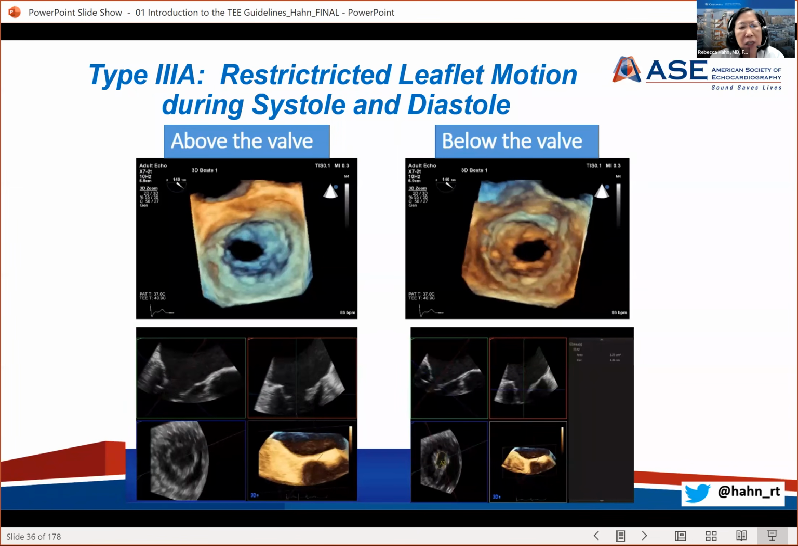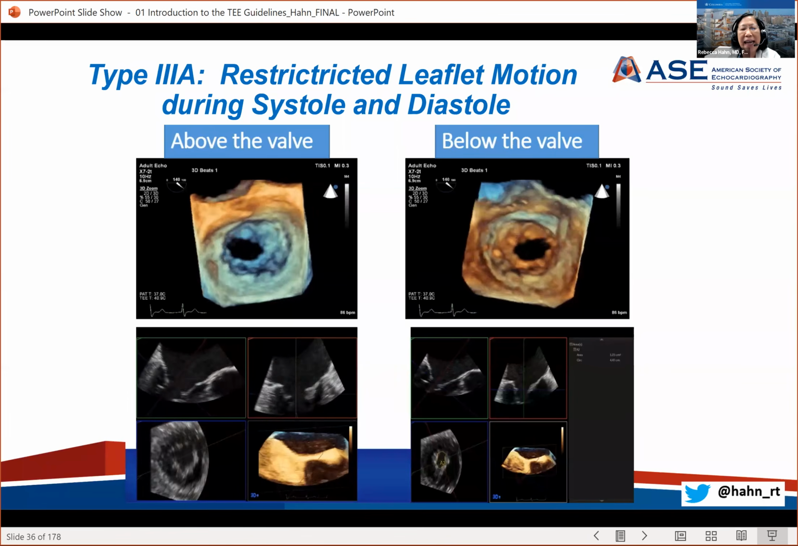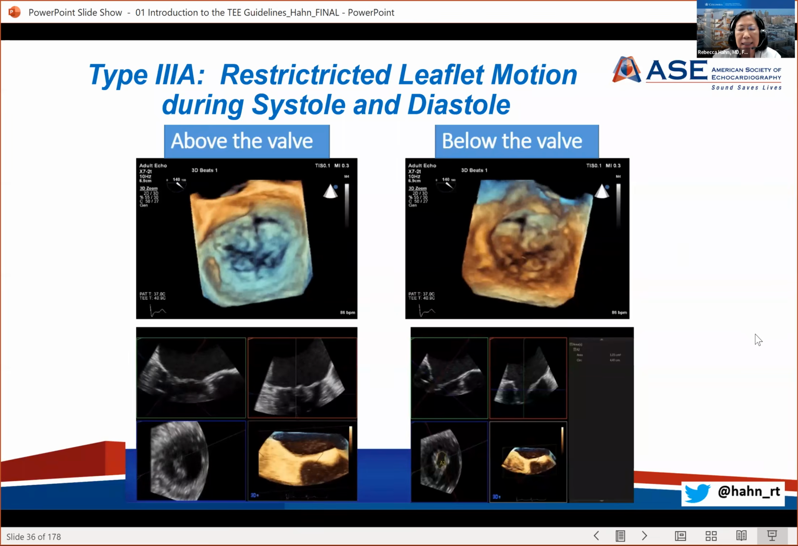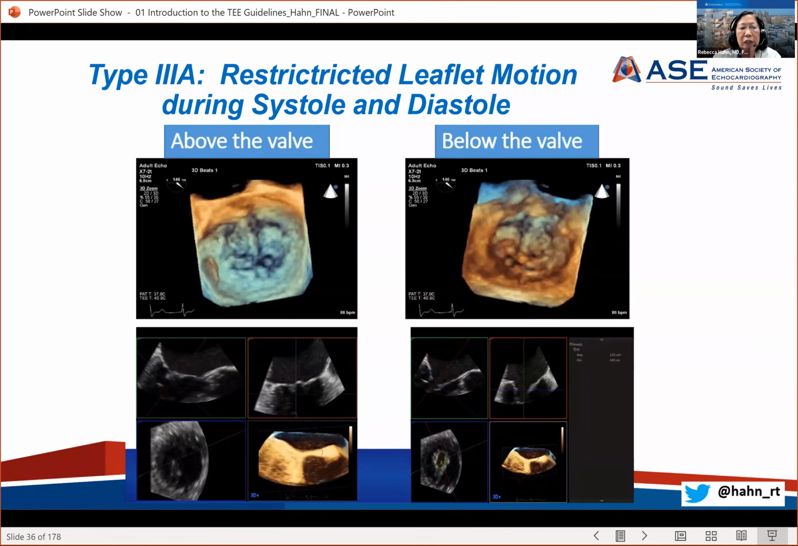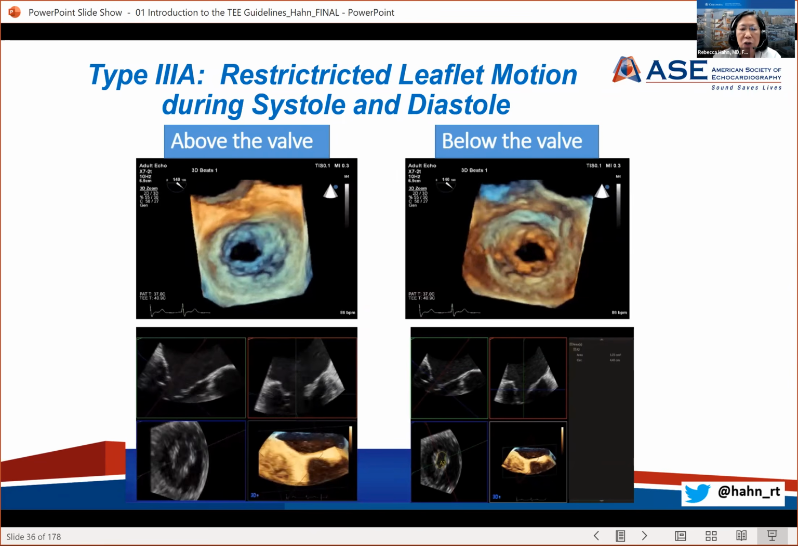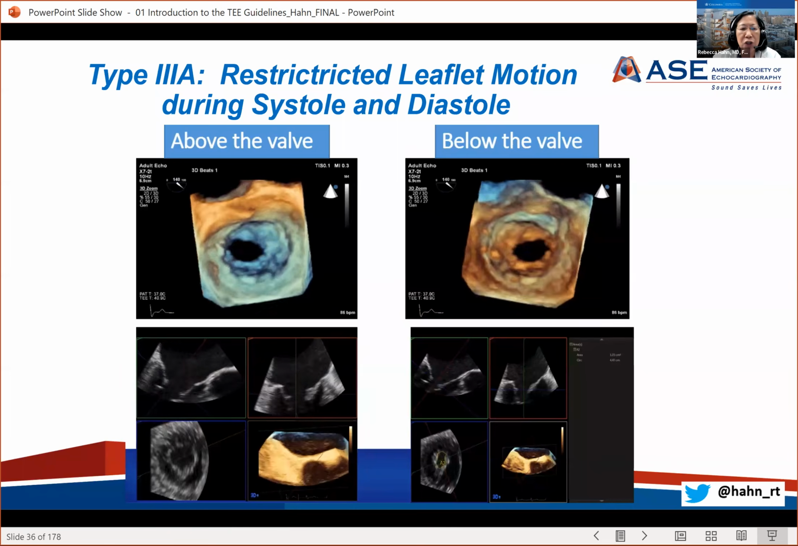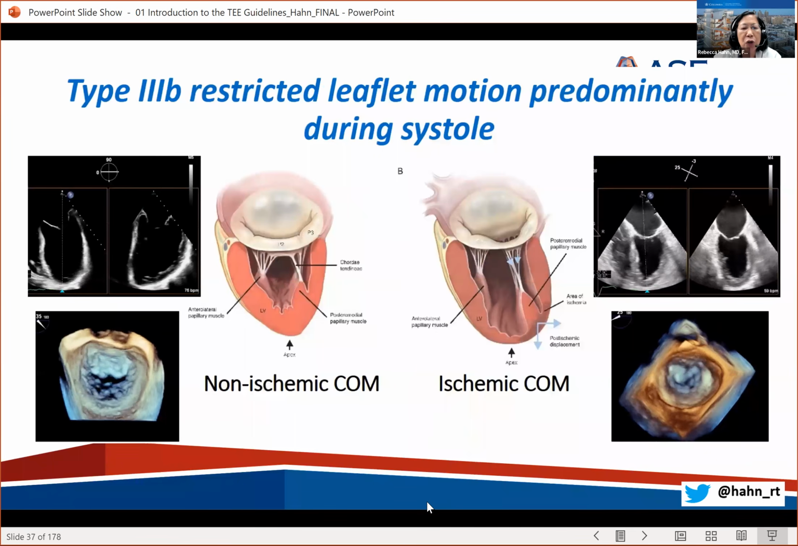Now, type 3A is restricted, sorry about the typo, restricted leaflet motion during systole and diastole. And so these are your classic rheumatics. But it could be carcinoid. If you had left-sided carcinoid, obviously you can have that on the tricuspid valve, carcinoid disease, or other infiltrative process. Radiation fibrosis can sometimes give you restriction in systole and diastole as well. So that's type 3A. 3B is restricted leaflet motion predominantly during systole.